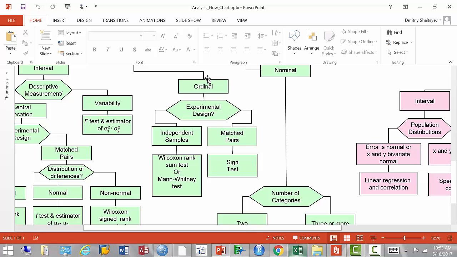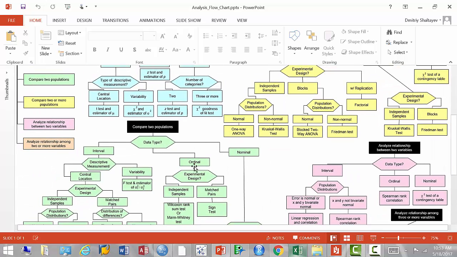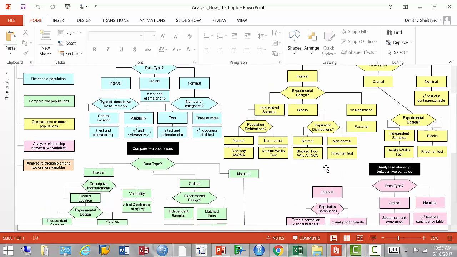What if your data are ordinal? Then what can you do? All these tests are non-parametric tests. We're going to look at them at the end of this class. For now, we're pretty much done with comparing two populations, and we'll come back to that at the end of the semester just to see what happens if you're dealing with ordinal data or your normality assumptions are violated.